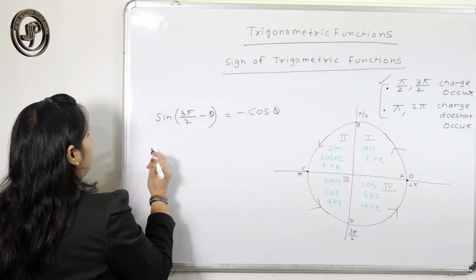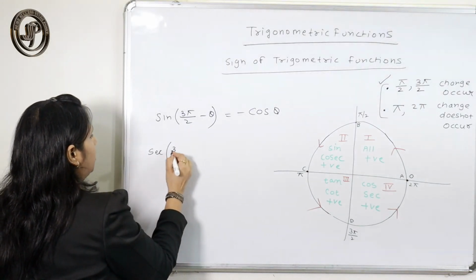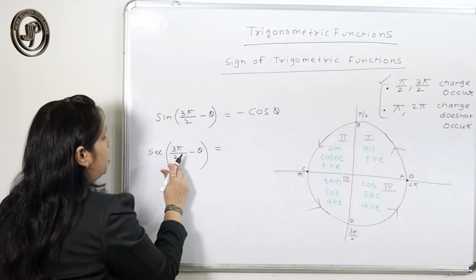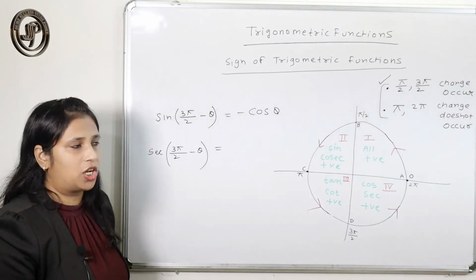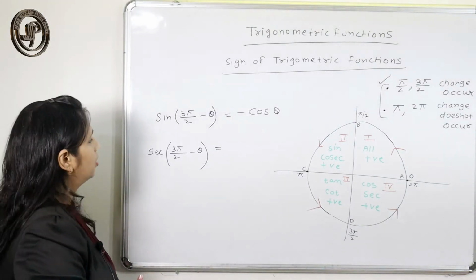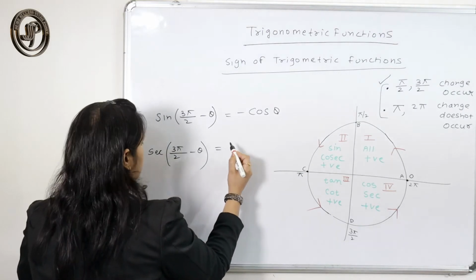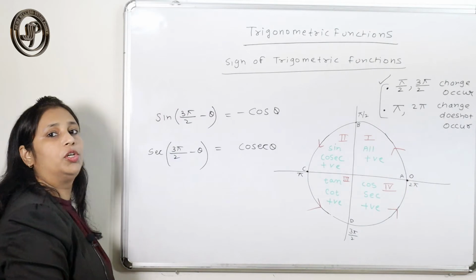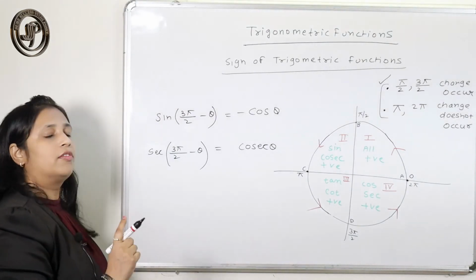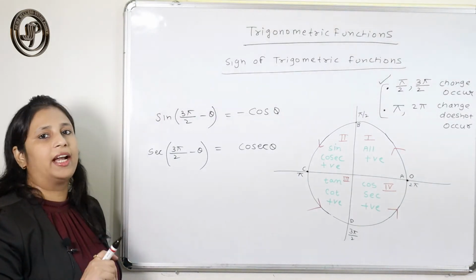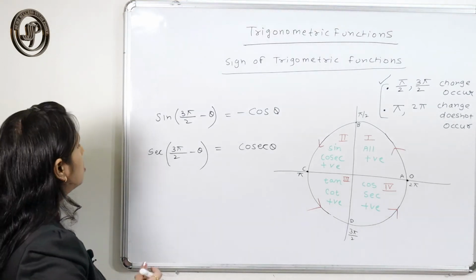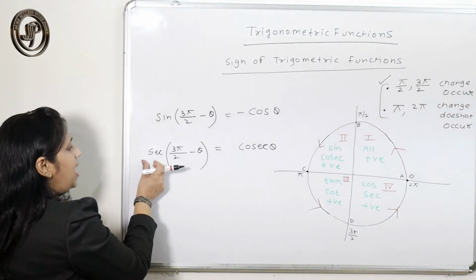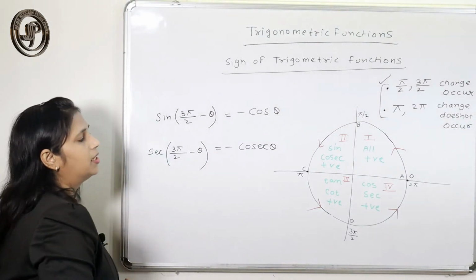Just for example, if I say sec 3 pi by 2 minus theta. Since it is 3 pi by 2, change occurs. So it will convert into cosec. Sec converts into cosec. Sine converts into cos, sec converts into cosec, and tan into cot. That is the interrelation. Now sec in third quadrant is negative.